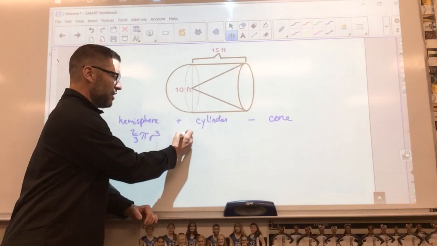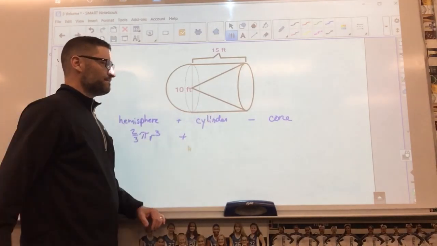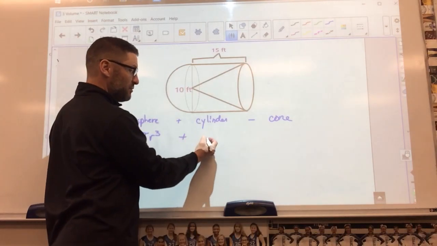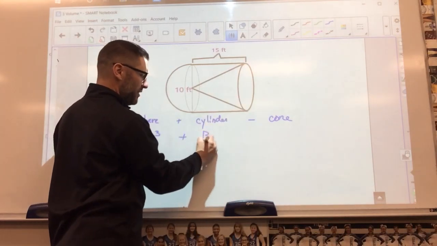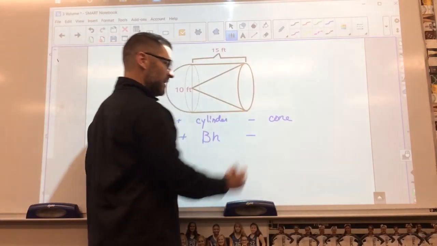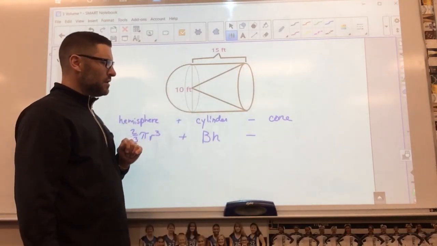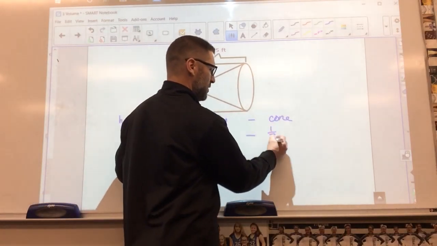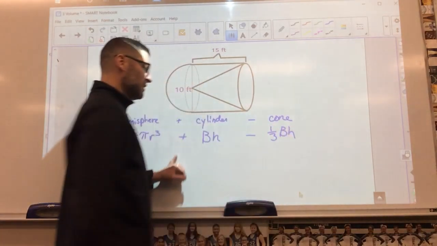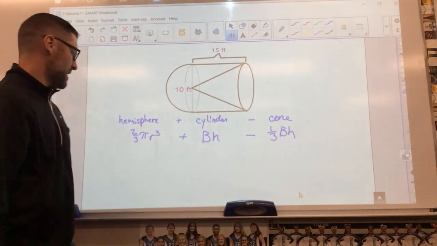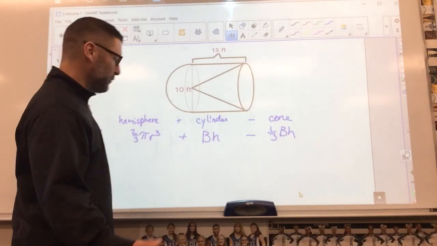So I'm going to write that plus a cylinder. And a cylinder is a 2-base figure. So for a 2-base figure, the volume formula is big B H: find the area of the base times the height. And then I'm going to subtract off the cone, and the cone is a 1-base figure, and that formula would be 1/3 big B H. So that is a very general formula for the volume of this thing. Let's see if we can go through and throw numbers in.